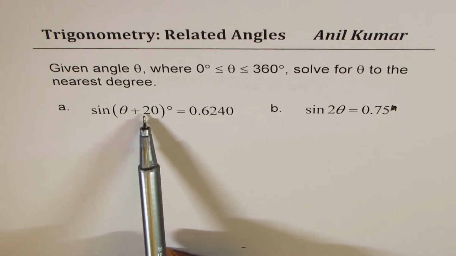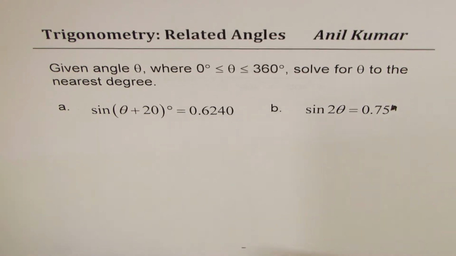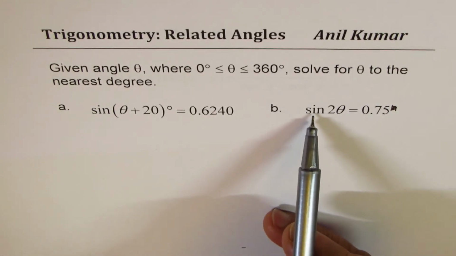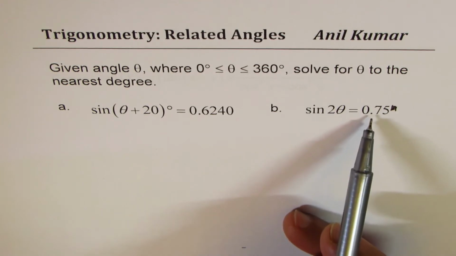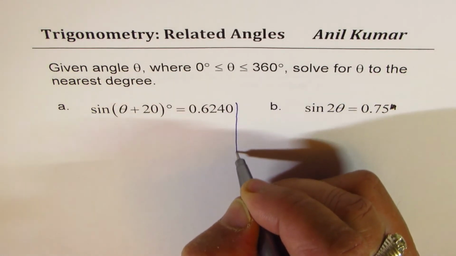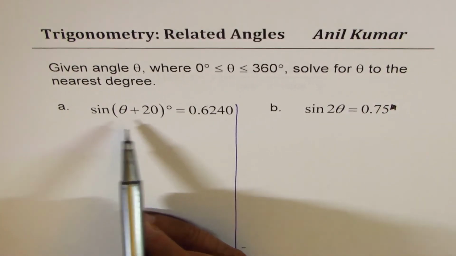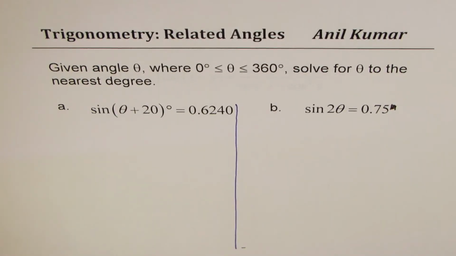Sine of theta plus 20 degrees is equal to 0.6240, and part B is sine of 2 theta equals 0.75. So those are the values given. You can always pause the video, answer the question, and then look into my suggestions. Now let me take up part 1 first.